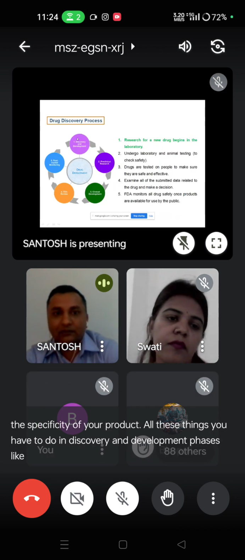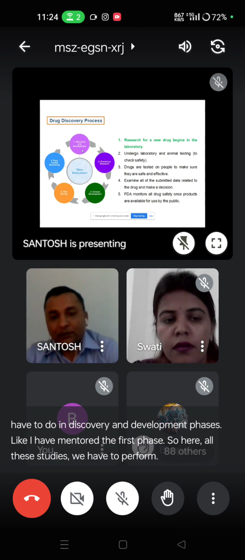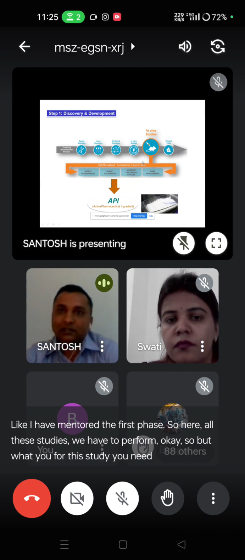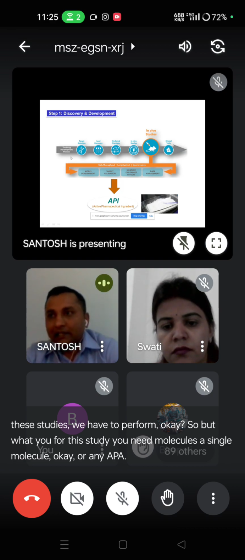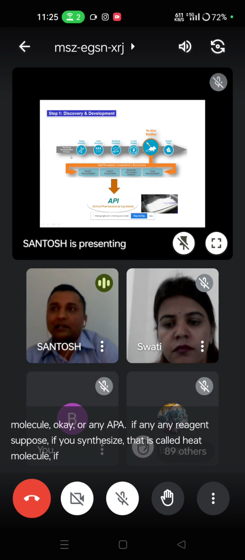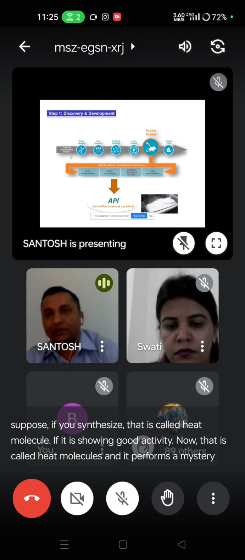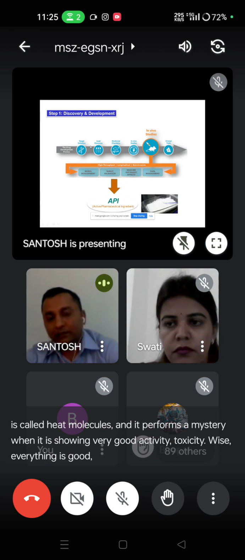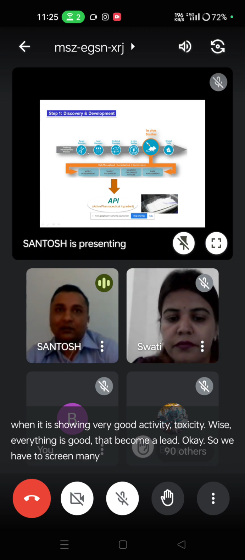Like I have mentioned, the first phase. So here all these studies we have to perform. But for this study you need molecules, a single molecule or any API. If you synthesize any reagent and it is showing good activity, that is called a hit molecule. When you perform some study and it is showing very good activity, toxicity-wise everything is good, that becomes a lead. So we have to screen many compounds, around 10-20 compounds.